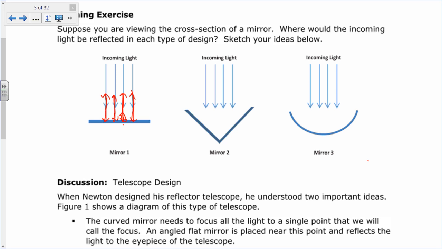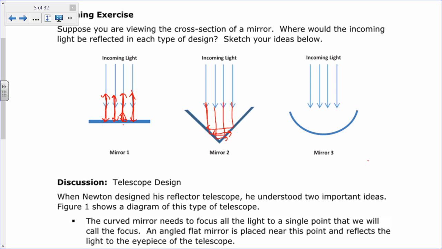For mirror number 2, they meet, it looks like, at a pretty sharp angle, probably a 90-degree angle. What's going to happen is when the light comes down, it's going to reflect and then go off at a 90-degree angle. So every time you bounce a light, it's going to bounce back and around.